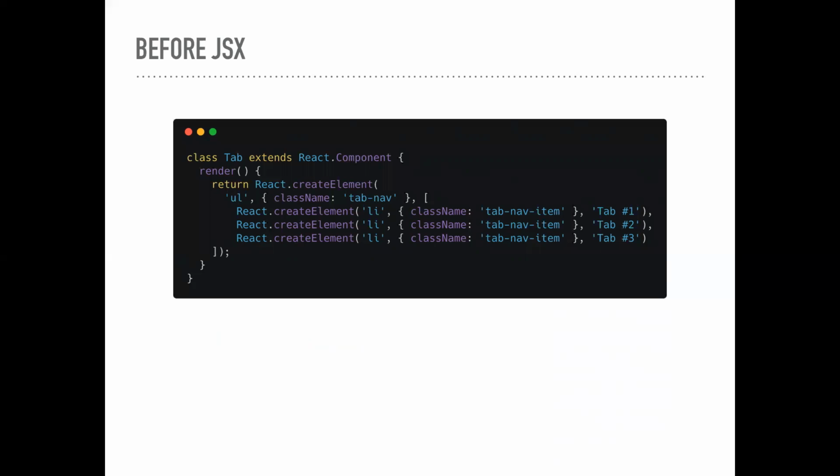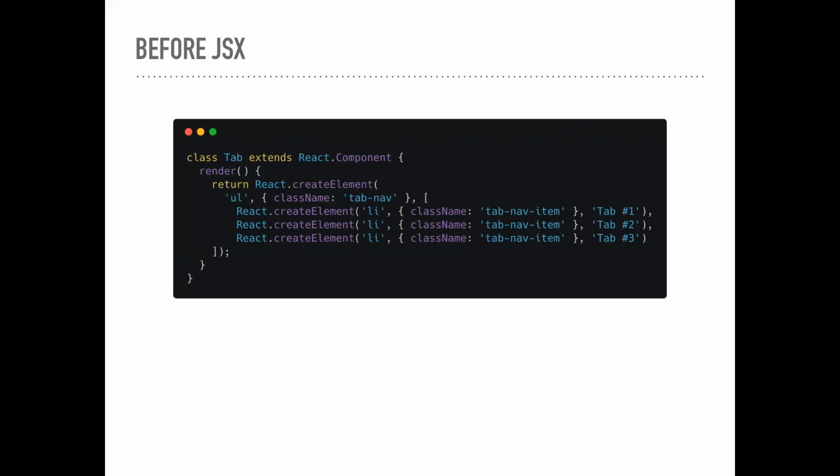So it creates an unordered list with class name tab nav, and then adds 3 list item elements, and adds tab number 1, whatever, into it. Make sense? But if you remember in HTML, this was really nice, right? But currently we're working with HTML inside JavaScript, right? So this is actually creating elements in the virtual DOM. Make sense? But this is hard to read.